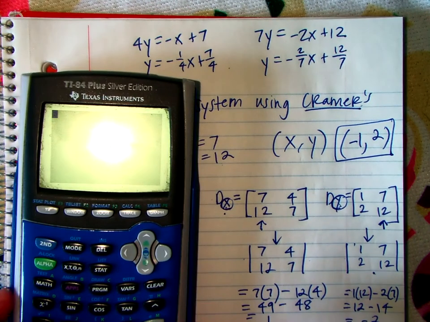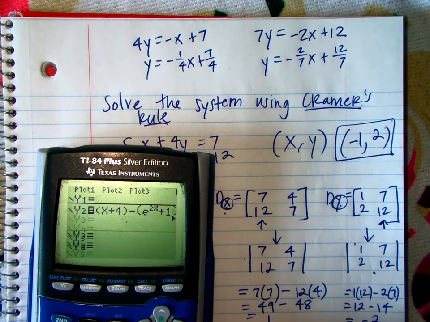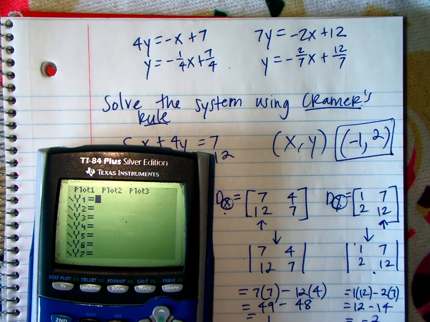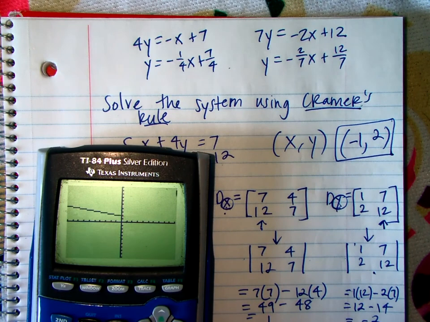All right, so I'm going to go ahead and graph these. I have the light on because it's about to rain. So negative 1/4 x plus 7/4, negative 2/7 x plus 12/7. Make sure my window's set nicely.